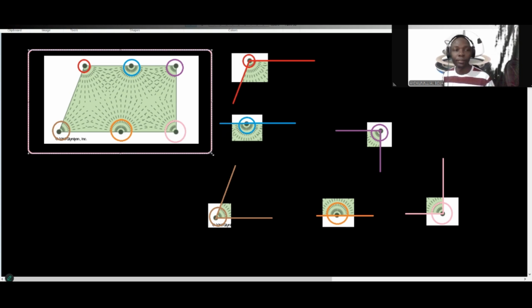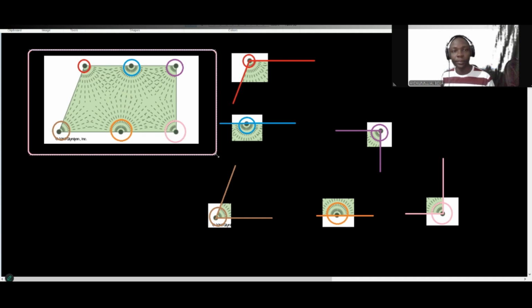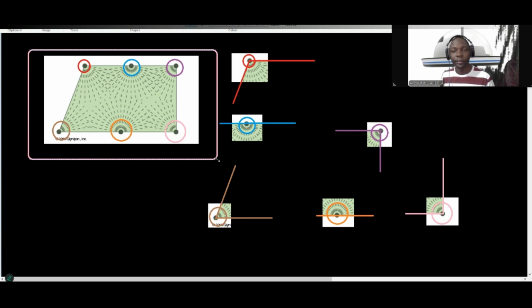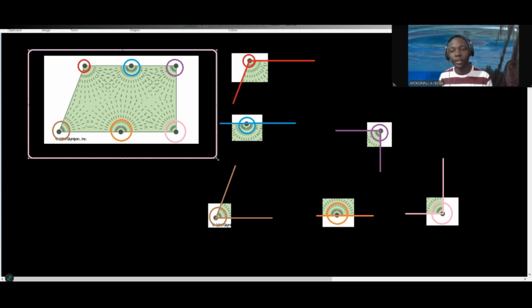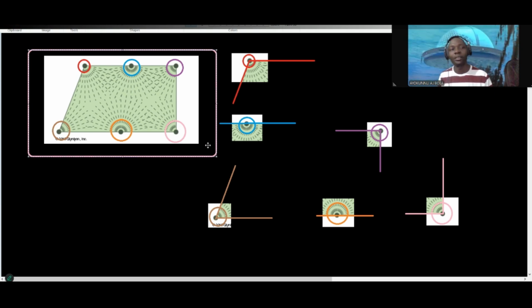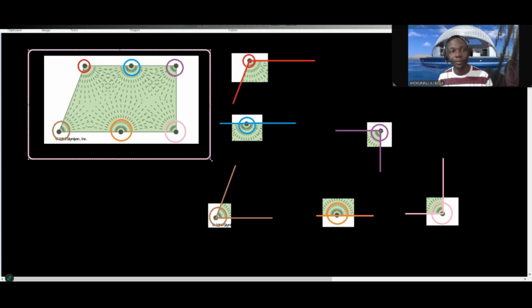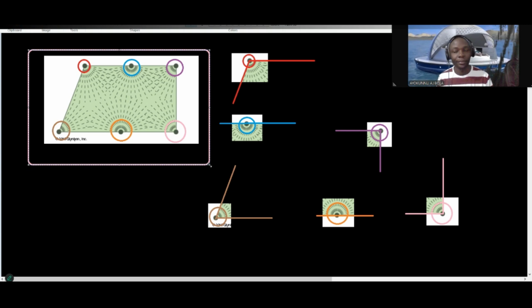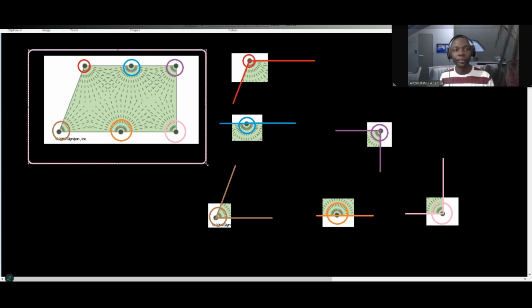Miguel, okay. How many angles are in this shape? Did you hear me? How many angles are in this shape? Count the angles for me. How many?